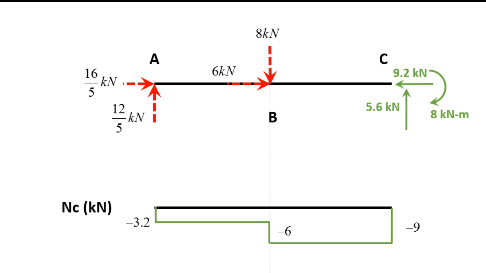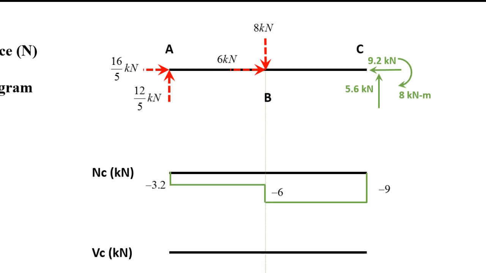I go all the way to the right, then I'm going to have a compression at point C, -9, which is going to go upward. Okay, now I believe that's a mistake. That should be a 9.2.